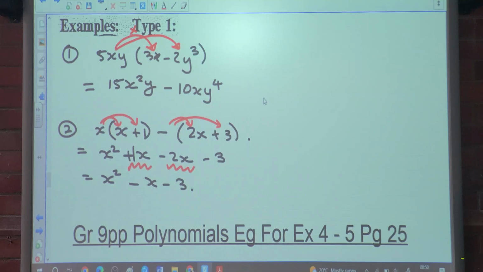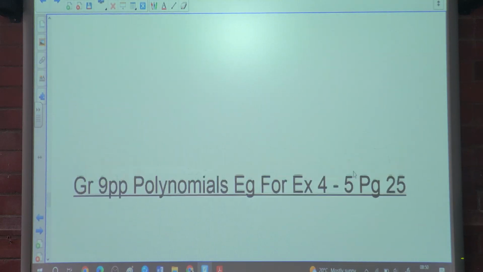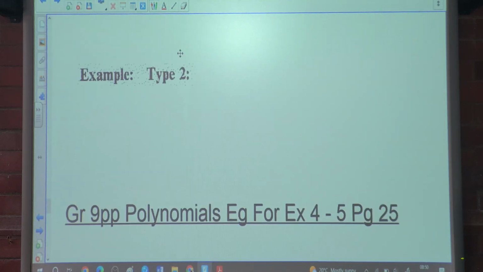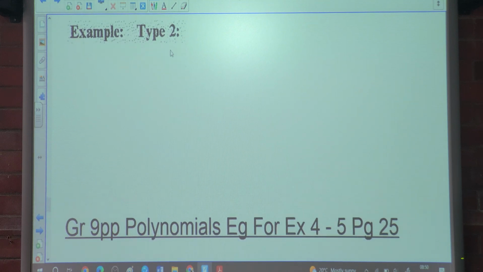So type 2 for exercise 5 is on page 26. I said 24 earlier on. I looked it up wrong. It's now on page 26.